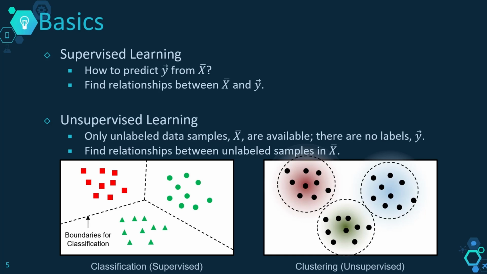Here we just need to identify the boundaries, right? That's what we need to do in a classification task. So we are given the training data with the labels, in this case the points with different colors and markers. Then we learn the boundaries.